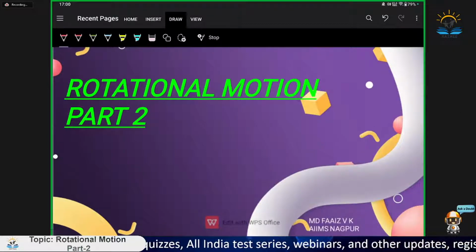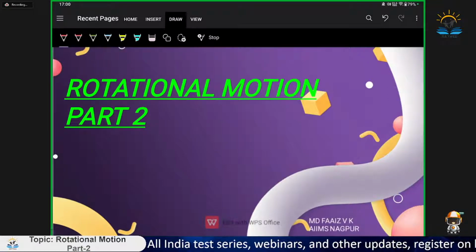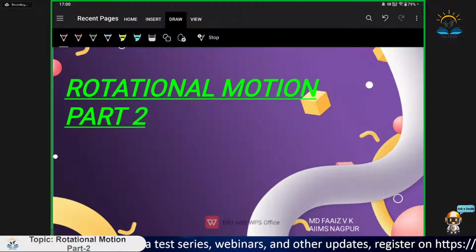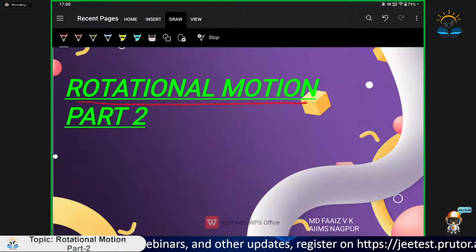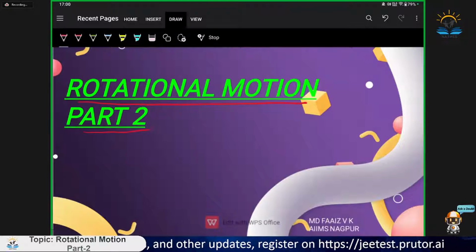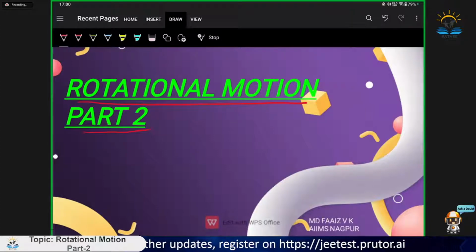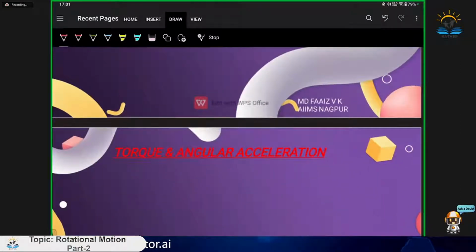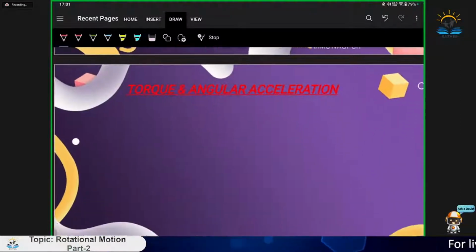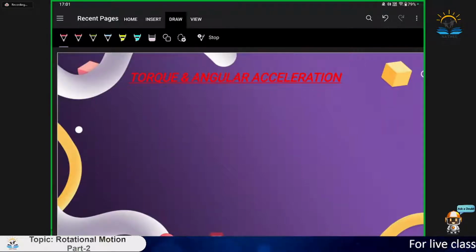I'm from AIIMS Nagpur. Our topic for today is rotational motion part 2. We have already seen part 1. Today we will discuss part 2. In part 2, we will see the relation between torque and angular acceleration. We will get into angular momentum, then conservation of angular momentum, then rolling motion and kinetic energy of rolling motion. So let's directly see what is the relation between torque and angular acceleration.